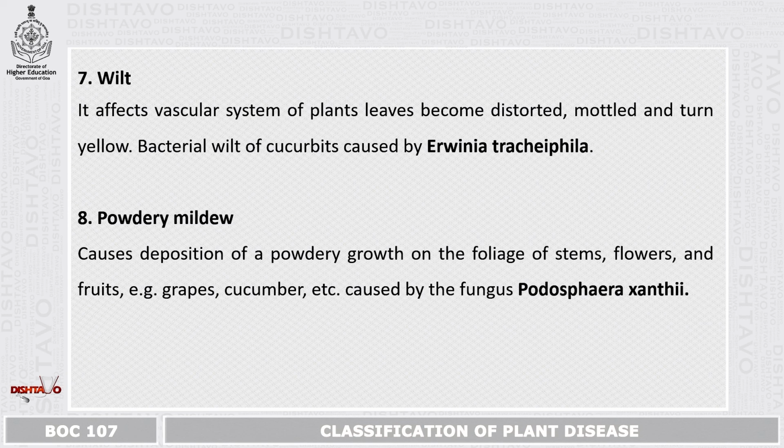Then seventh symptom is wilt. It affects the vascular system of the plant. Leaves become distorted, mottled and turn yellow. It is basically bacterial wilt of cucurbits, which is caused by Erwinia tracheiphila. Then eighth symptom is powdery mildew, which is caused by the deposition of powdery growth on the foliage, stems, flowers and fruits. Example I have given is grapes, cucumber, etc., which is caused by the fungus Podosphaera xanthii.